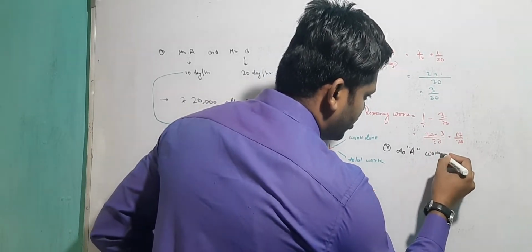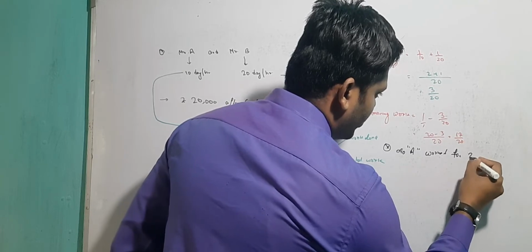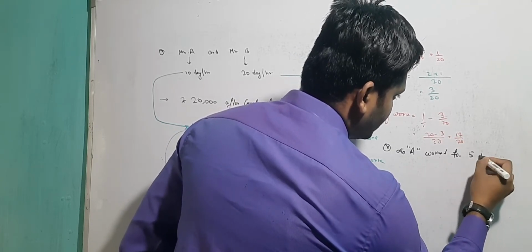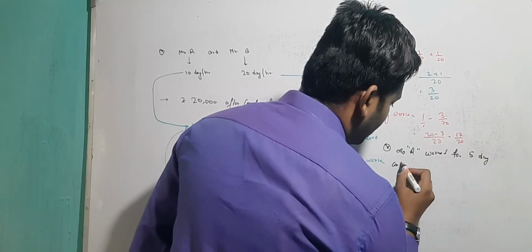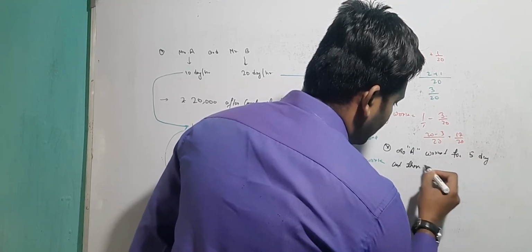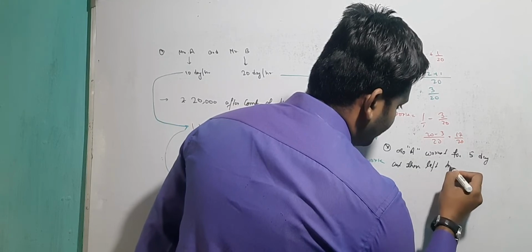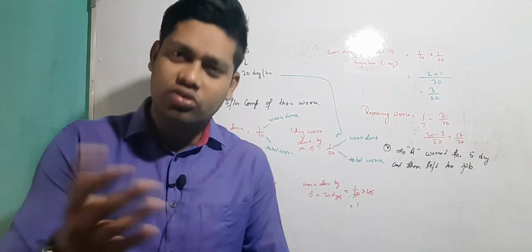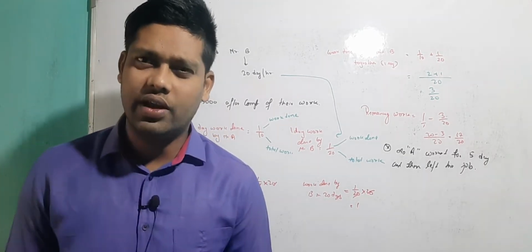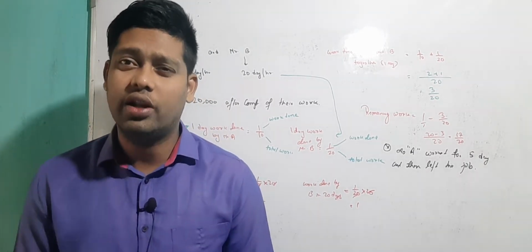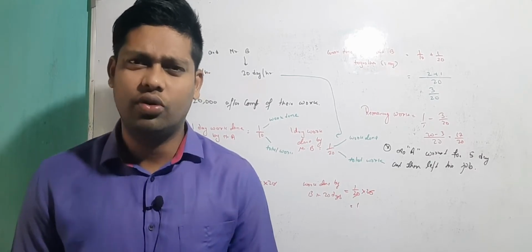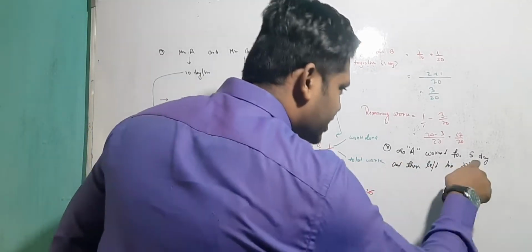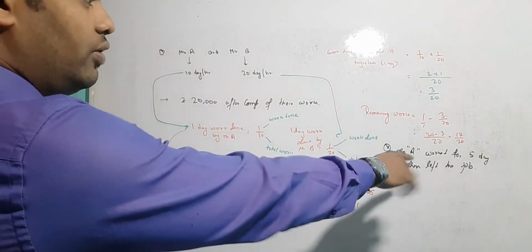So A worked for 5 days and then left the job because of many reasons. Maybe he's not good, or maybe he's having some work at home, or maybe he got another job. There are many other cases which we know, but we'll not go deep into that. So how many days has A worked? Sir, A has worked for 5 days.